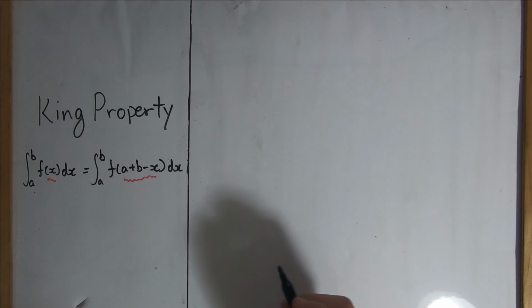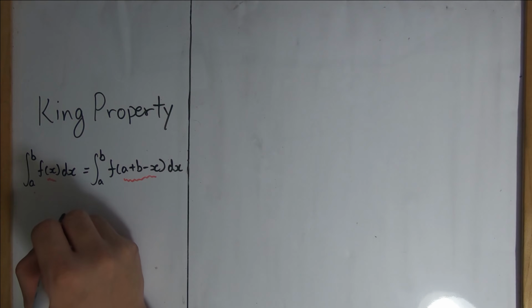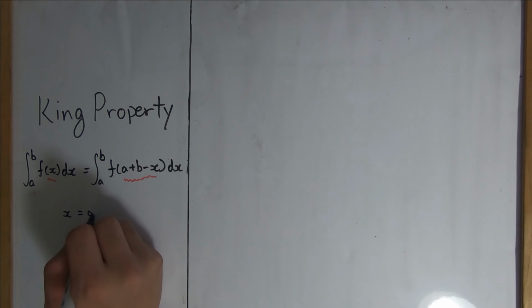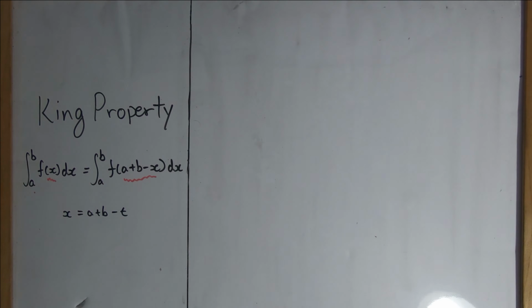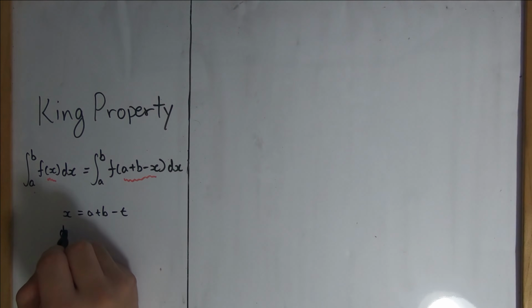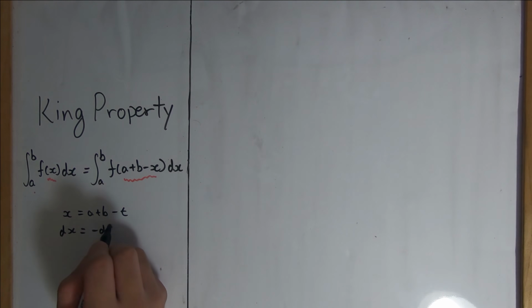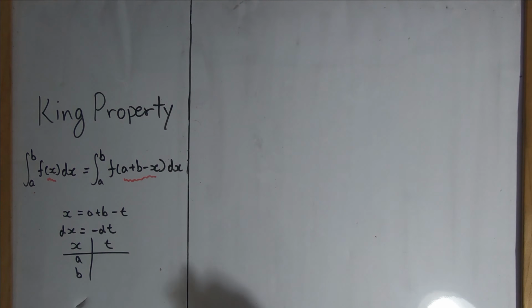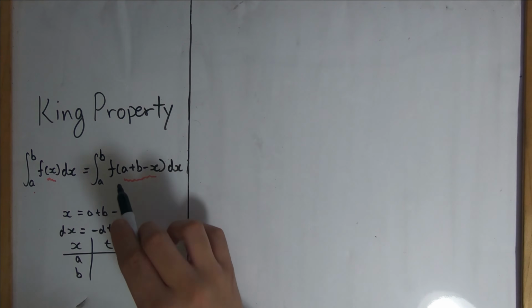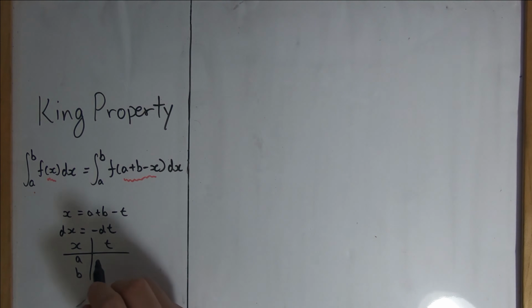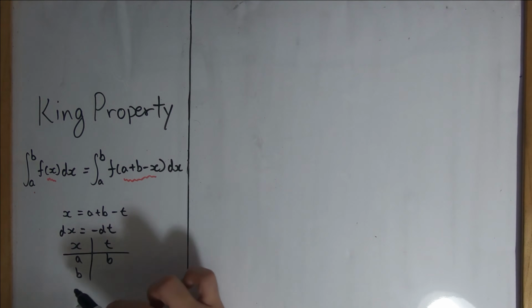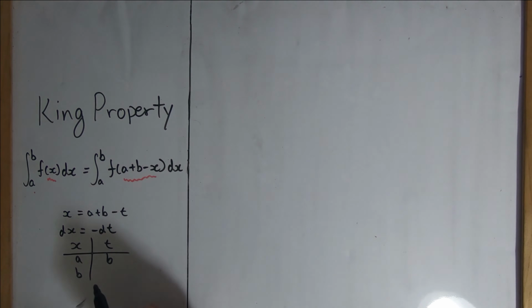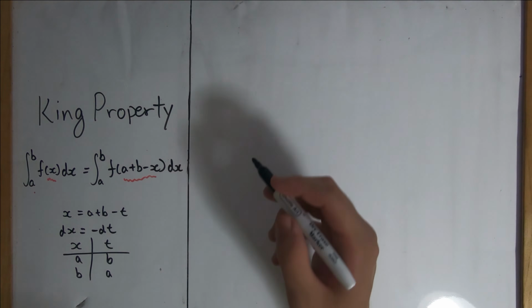Let's first start by proving this identity algebraically. Doing this is actually pretty simple. First, let's set x equals a plus b minus t. So dx equals minus dt. Next, because this is a definite integral, we need to redefine its domain. So if we substitute x equals a, the a's cancel and we end up with t equals b. Likewise, if we substitute x equals b, the b's cancel and we end up with t equals a.